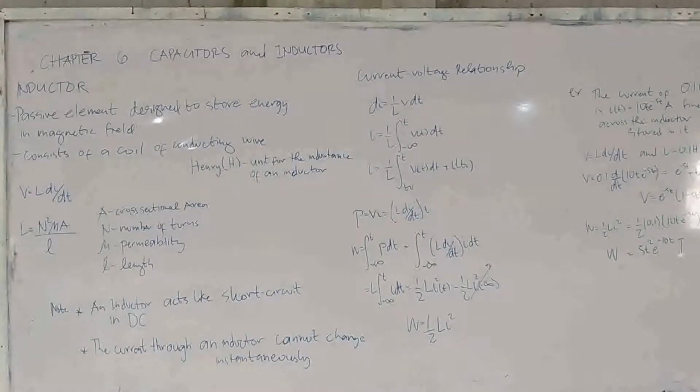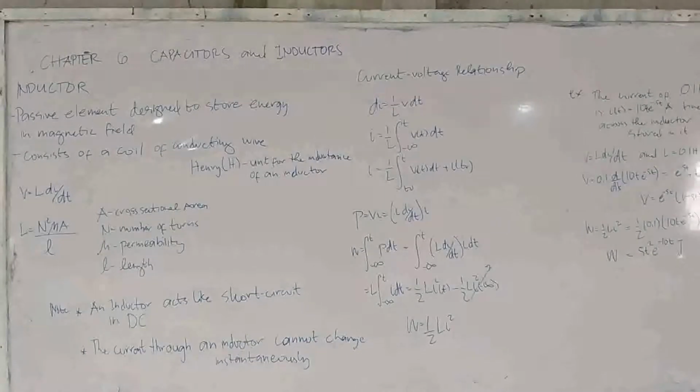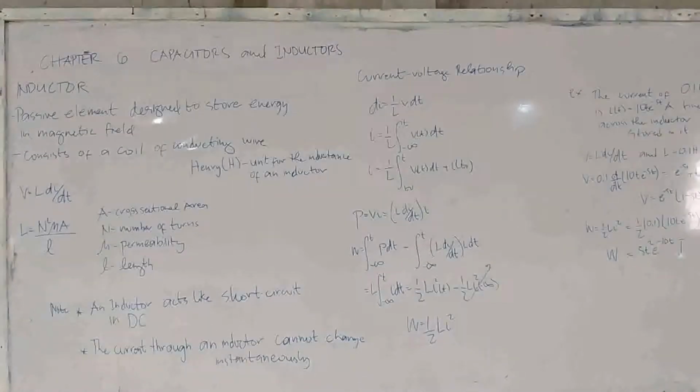while an inductor is a short circuit to DC current. And also, the current through an inductor cannot change instantaneously, unlike the capacitor, whose voltage cannot change abruptly. So let's move on to the current-voltage relationship.